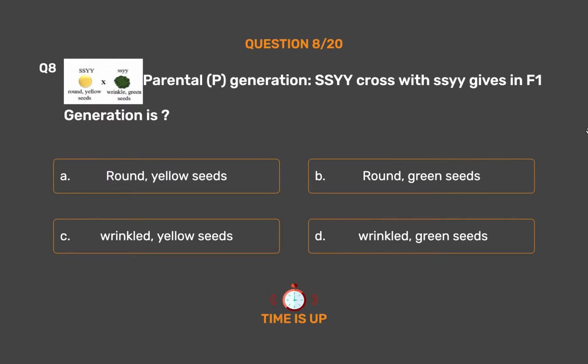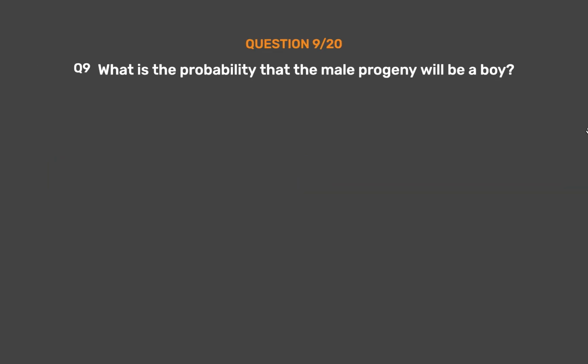The correct answer is option A. Round, yellow seeds.